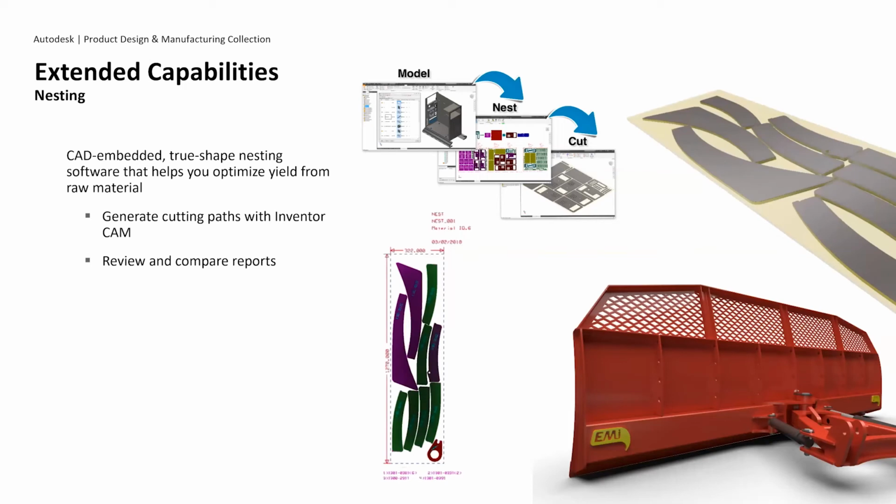When you have multiple flat components that come in different shapes and sizes, it can be a challenge to create nested layouts that produce a minimum amount of material waste. Autodesk Inventor Nesting is integrated nesting software that helps optimize yield from raw material. So a nesting study can be created and then updated to reflect any changes to the design. You can easily compare nesting studies to optimize efficiency and use Inventor CAM for the toolpath.